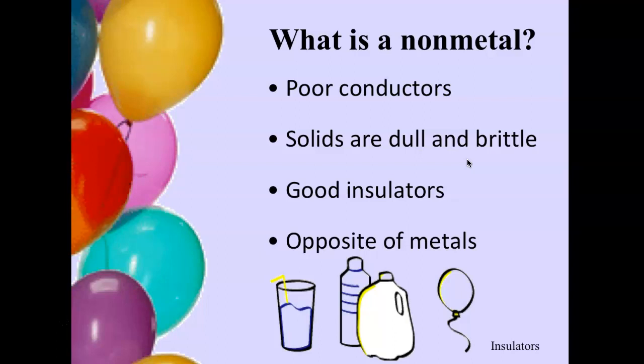A lot of the nonmetals are going to be good insulators. If something is a good insulator, then it's going to prevent heat or electricity from being conducted throughout that substance. For example, a styrofoam cup is an insulator, so it keeps the heat inside of the cup if you have hot chocolate or coffee. On the outside, the styrofoam cup is going to insulate, and that prevents your hand from getting burned.